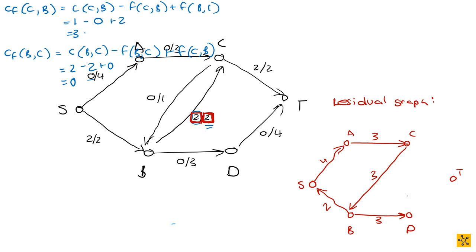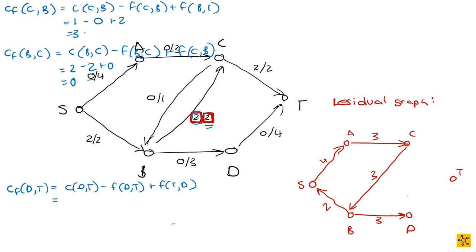Okay, so let's continue and let's work out the residual capacity of D to T. So that's going to be the capacity of D to T minus the flow from D to T plus the flow from T to D.